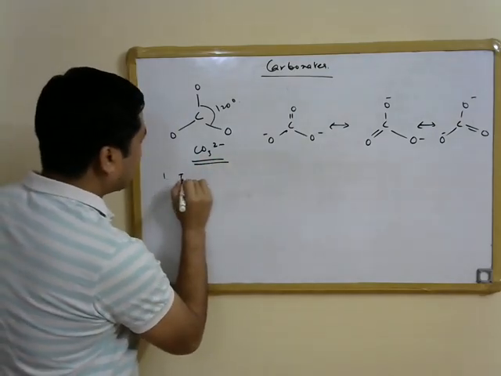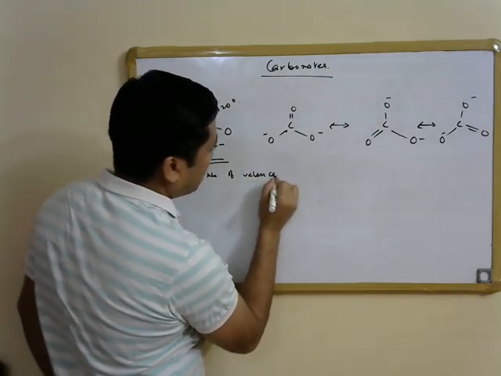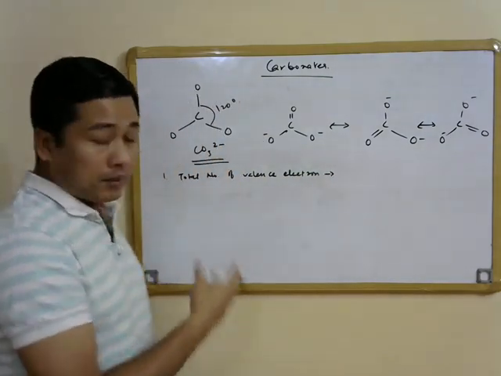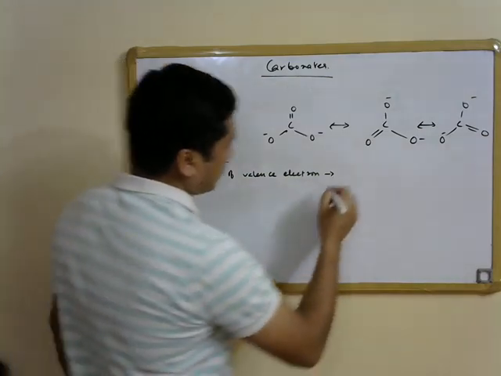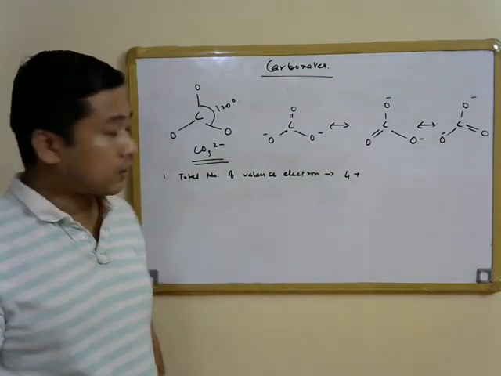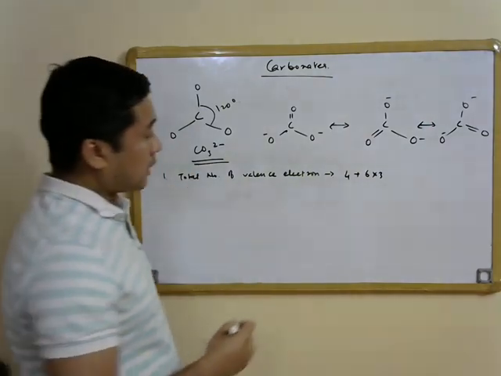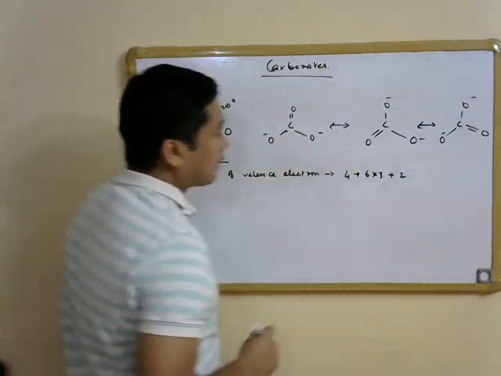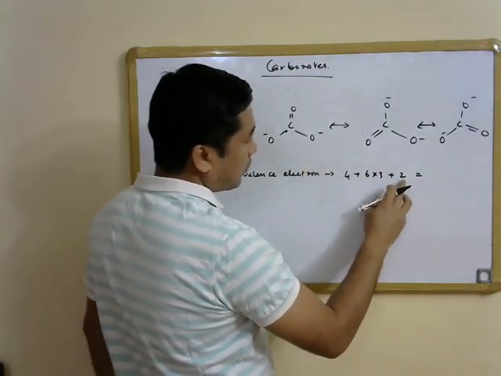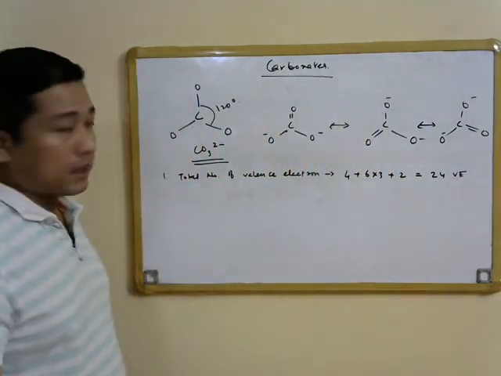So let's count the total number of valence electrons. Each carbon atom contains 4 valence electrons, and each oxygen atom contains 6 valence electrons, so 6 into 3, as there are 3 oxygen atoms, plus there are 2 negative charges we see, so we also count those electrons here. That is going to be equal to 4 plus 18 plus 2. So 24 valence electrons are present in carbonate ion.